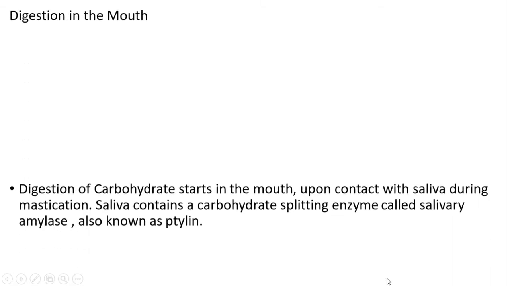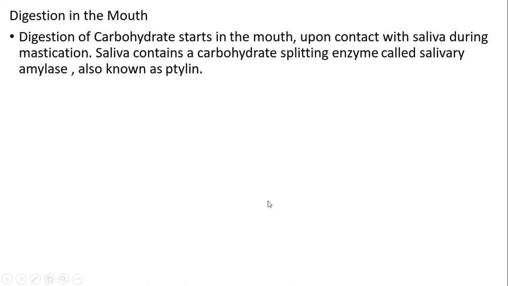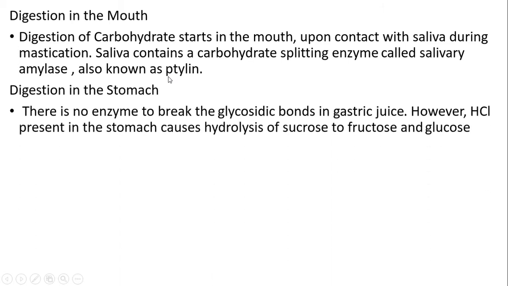So, digestion in the mouth. The digestion of carbohydrates starts in the mouth upon contact with saliva during mastication. Saliva contains a carbohydrate-splitting enzyme called amylase, also known as ptyalin. Digestion in the stomach. There is no enzyme to break the glycosidic bonds in gastric juice. However, hydrochloric acid present in the stomach causes hydrolysis of sucrose to fructose and glucose.